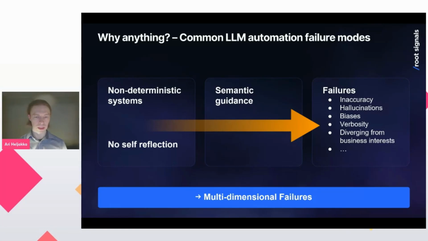So this is essentially a multi-dimensional failure situation. You have many different ways in which the models can fail.